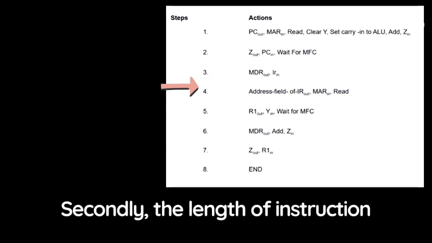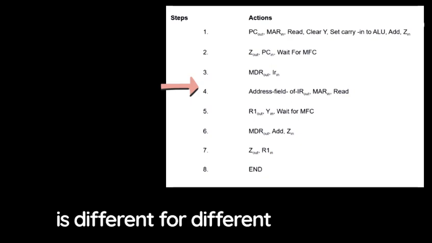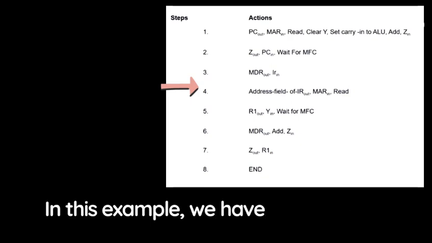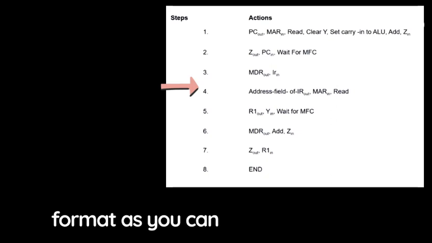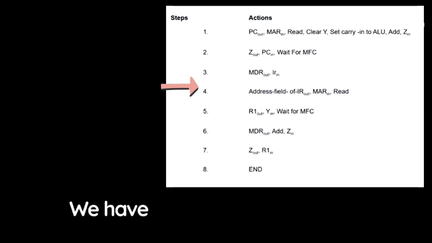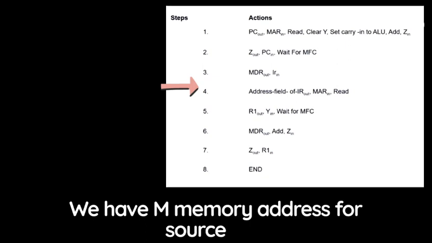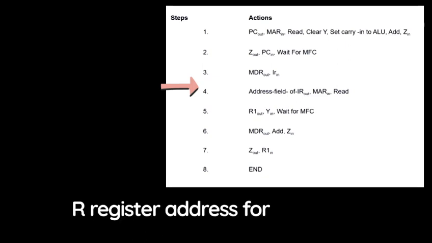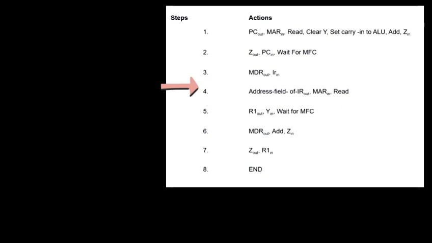Secondly, the length of the execution phase is different for different instructions. In this example, we have assumed the following instruction format. As you can see in the PPT, we have the opcode, that is the operation code. We have M, memory address for source, and R, register address for source or destination.